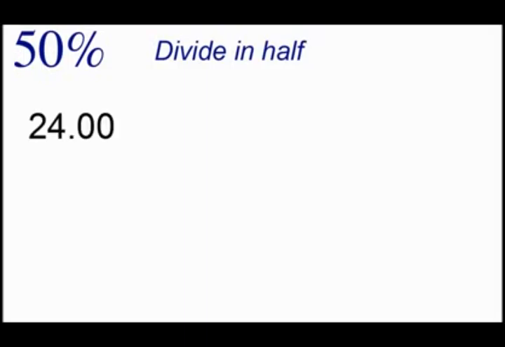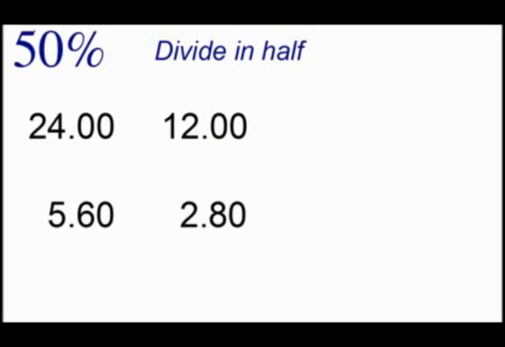To calculate 50%, we simply take a number and divide it in half. We divide it by 2. So 24, we can divide that by 2 to get 12. And 5.6, we can divide that by 2 to get 2.8.